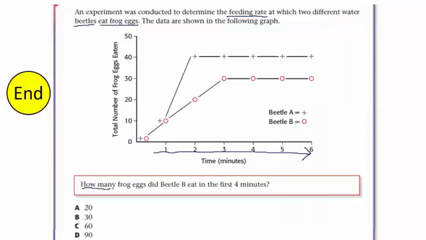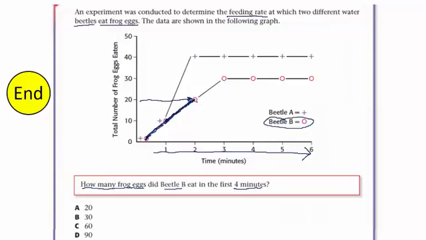Let's get to the question now. How many frog eggs did Beetle B eat in the first 4 minutes? So how a graph works, Beetle B, if we look over here, the data is this pink circle. So when the time begins, Beetle B starts munching away, and he hits 10. In 1 minute he's eaten 10. He keeps eating, he's not eating 10 more, he just continues to eat along his path, and after 2 minutes he's eaten now 20.